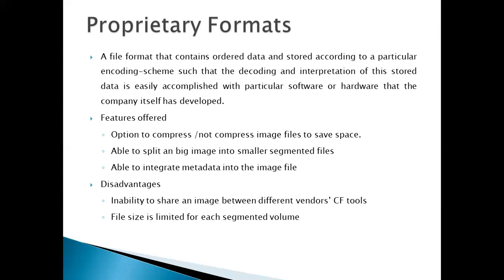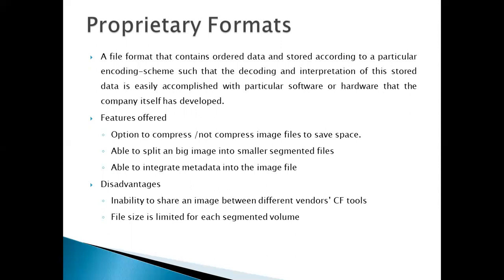It is a file format that contains ordered data stored according to a particular encoding scheme, such that the decoding and interpretation of this stored data is easily accomplished with particular software or hardware that the company itself has developed. So what does that mean? It will store the data according to some order. It will encode and decode it. The main feature is that we can compress or decompress the image files. So we can encode, decode, compress, decompress. Everything is available here. We can split a big image into smaller segment files. We can integrate metadata. So we can store more data.